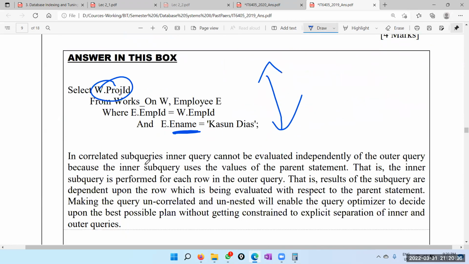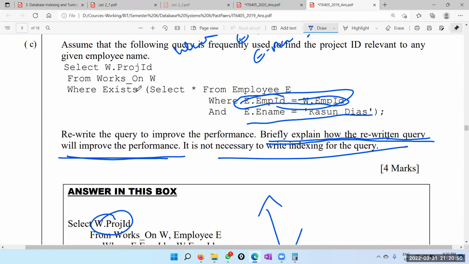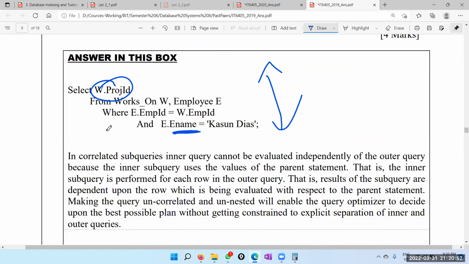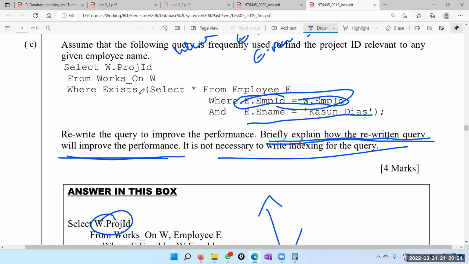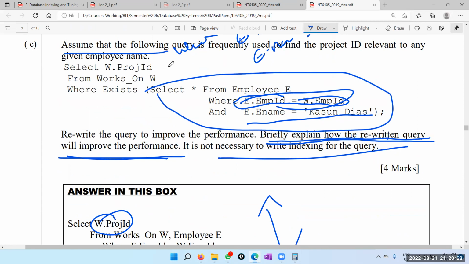Okay, let's see the explanation. In correlated subqueries, the inner query cannot be evaluated independently of the outer query because the inner subquery uses the previous one. Right? Because this is not a join, this is an inner query and an outer query. So therefore, first you have to execute the inner query.